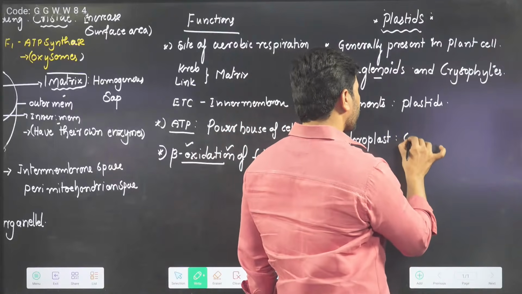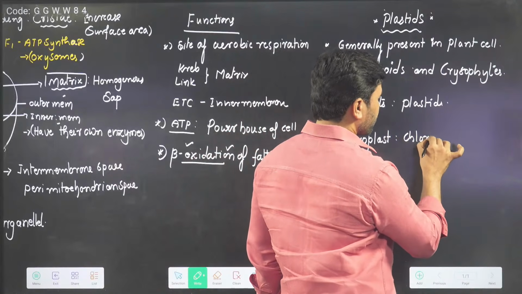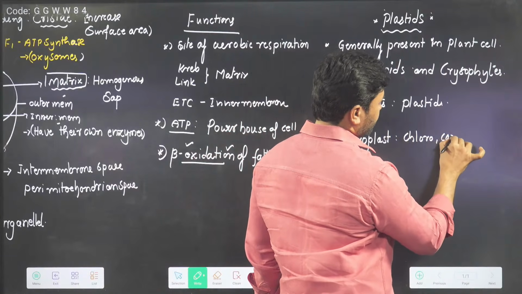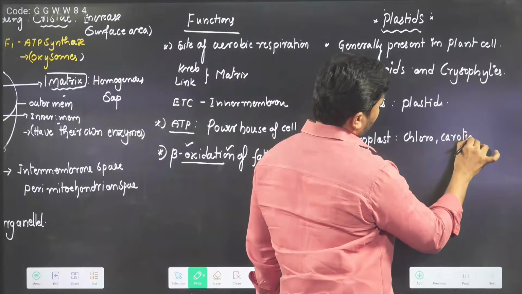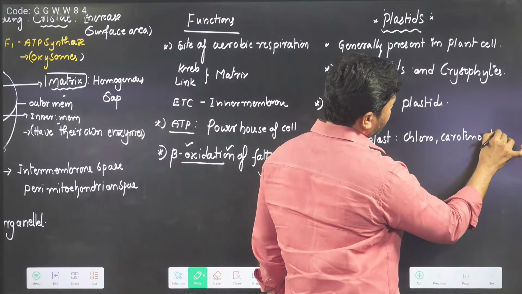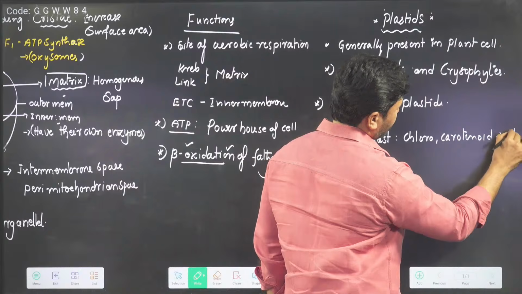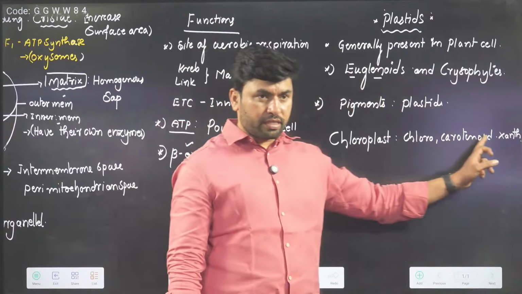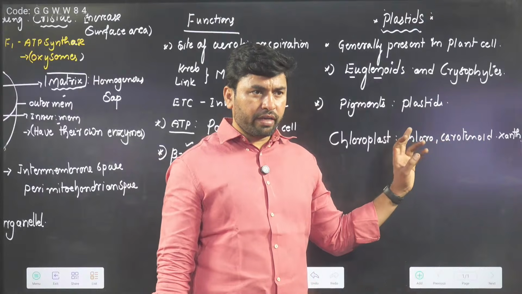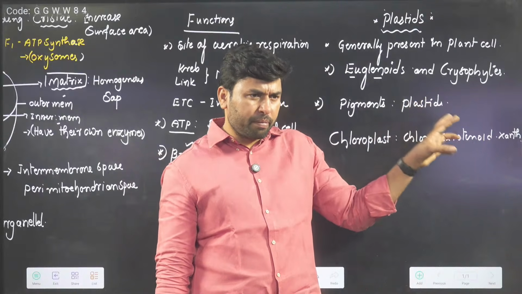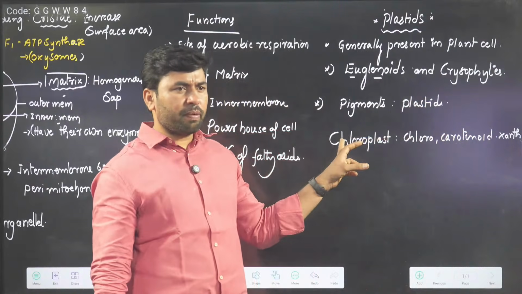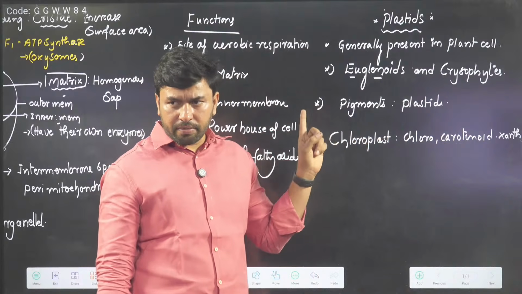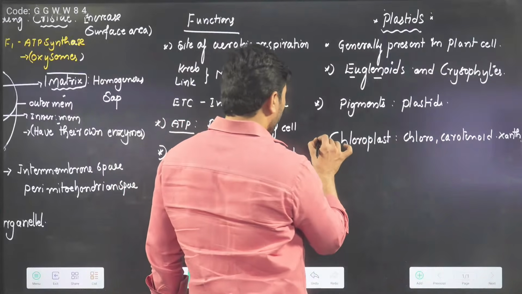Chloroplasts contain chlorophylls, carotenoids and xanthophylls. Out of these three, chlorophyll is the most abundant pigment. That's the reason why these plastids appear green in color. Next one, chromoplast.